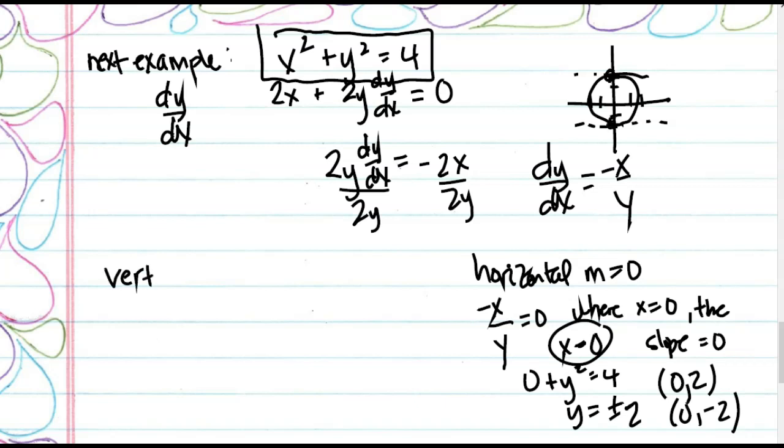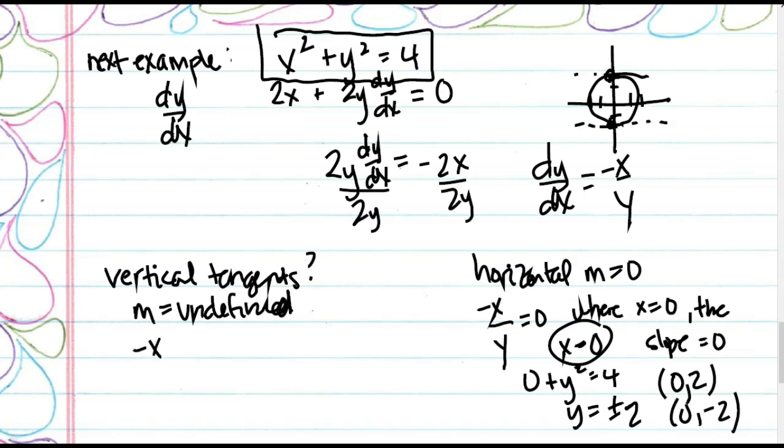Where do we have vertical tangent lines? Well, that's going to be where the slope is undefined. That's otherwise known as where, if we have negative x over y equals the slope, the denominator equals 0. So that's denominator equal to 0. And so when y equals 0, that's the x-intercept, that's here and here. And so definitely those lines would be tangent there.